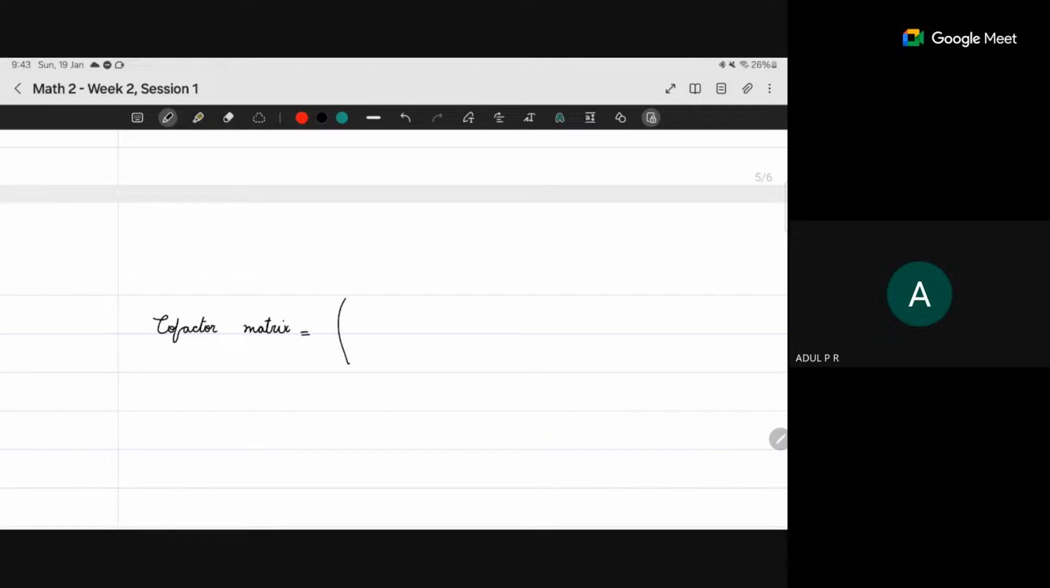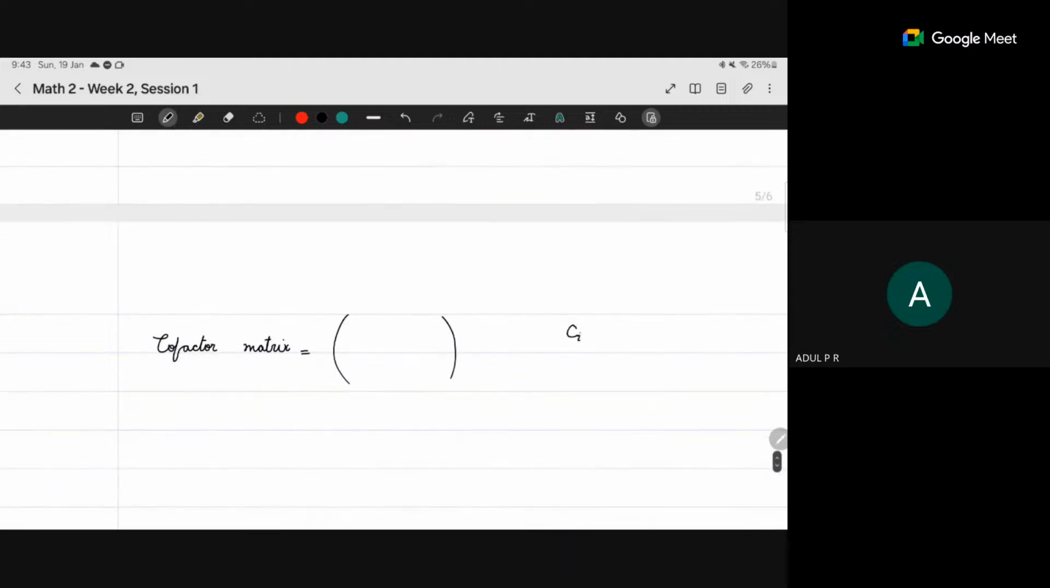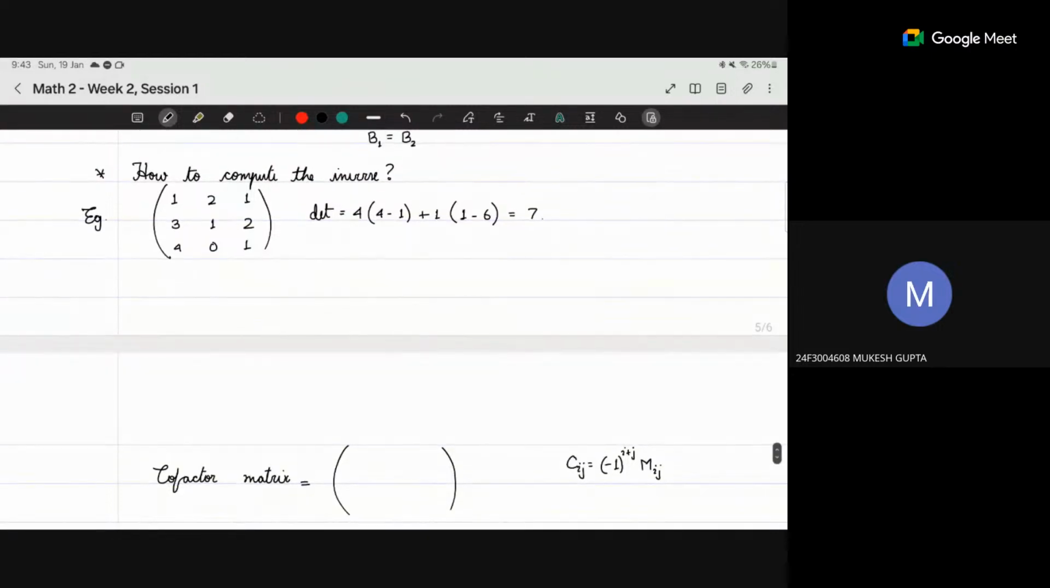The cofactor matrix of an n cross n matrix is also an n cross n matrix. In this case, this is a 3 cross 3 matrix. Now I have to compute the corresponding cofactor matrix. How do I do it? It is called the cofactor matrix because the ijth entry of this is Cij. If you remember, Cij is minus 1 to the power i plus j times Mij. So it is the signed determinant of the minor of ij. This is called the cofactor matrix. Let us do it step by step.